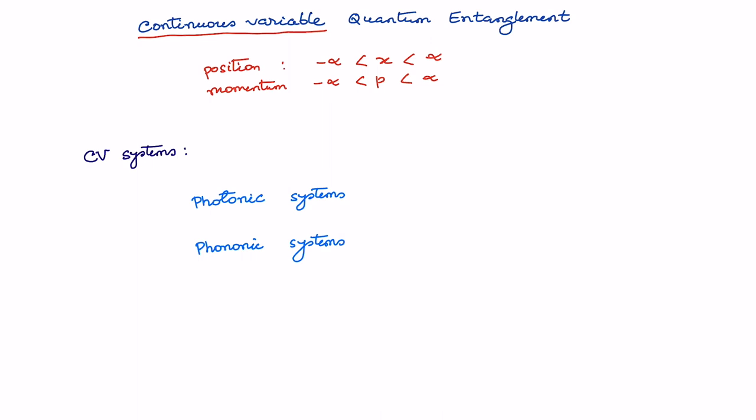Now, one extremely important quantum system is the so-called continuous variable system. One is the so-called photonic system and another one is the so-called phononic system. Among photonic systems, the electromagnetic fields, as you know, are of immense importance. And for phononic systems, we have all those mechanical oscillators. Why are they called photonic and phononic?